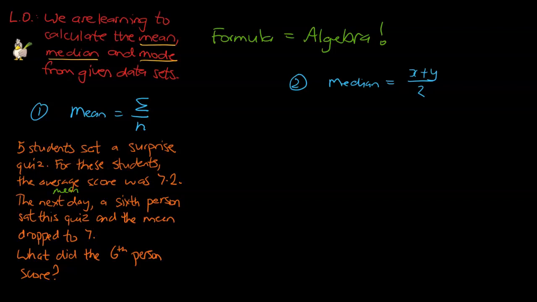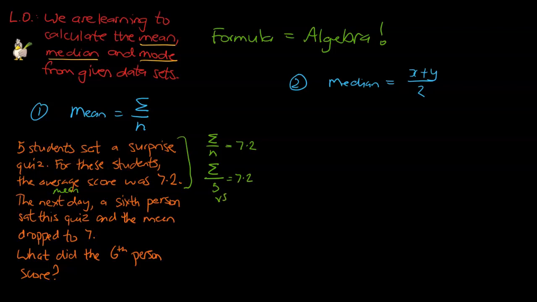So let's start by thinking algebraically about this first bit here. So we had 5 people sit a test, and they had an average of 7.2. So that means the sum divided by the n was equal to 7.2. We don't know the sum, but we knew there were 5 people and they scored 7.2 in total.